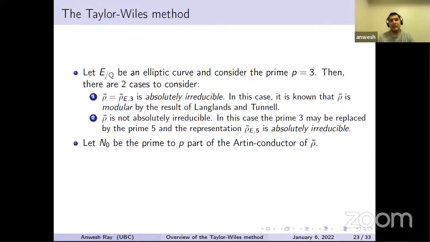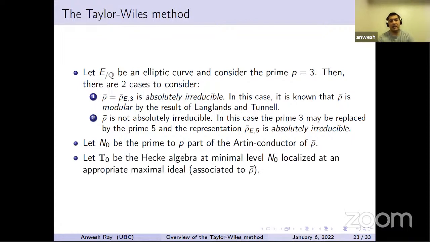Yeah, so let me talk about how this R equals T type of result is proved in the minimal case, and then the non-minimal case is a little bit more complicated. So I'll explain what I mean at this point. N naught is going to be the prime to P part of the Artin conductor of rho bar. So this is the minimal level you can get for any modular form lifting rho bar. It's called the minimal level for this reason.